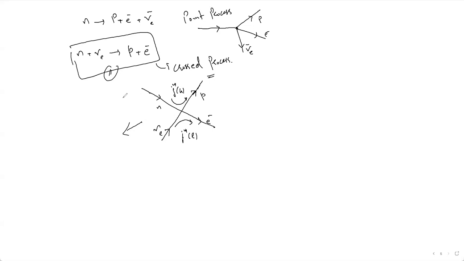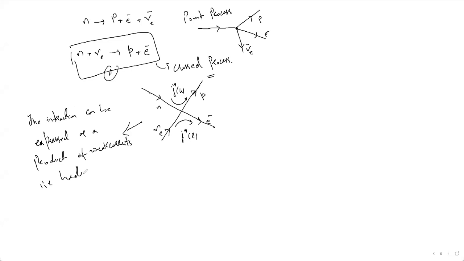So this is again a current, like we had the current-current interaction there, here we call these currents weak currents. So the interaction can be expressed as a product of weak currents, that is the hadronic current and the leptonic current J mu L. That is the reason I use the electromagnetic interaction as an analogy.